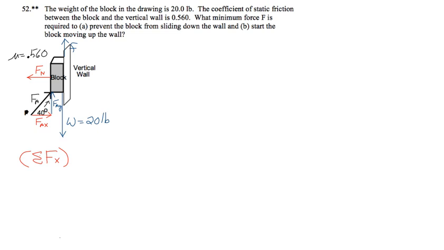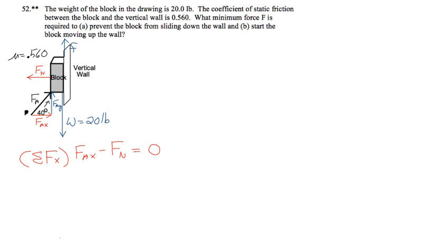Well, usually we call to the right positive and to the left negative. So FAX minus FN. Now, again, it always equals MA, but we're not going to get any motion horizontally, so it's going to equal 0. So there's my equation in the x direction.